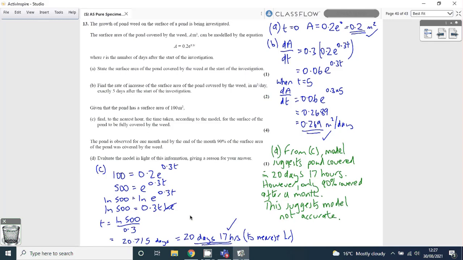Now for part D, we're given the fact that after a month, so after 30 or 31 days, 90% of the surface area was covered. Well, our model suggested it would be 100% covered in only 20 days, 17 hours. So that suggests that the model is not accurate.